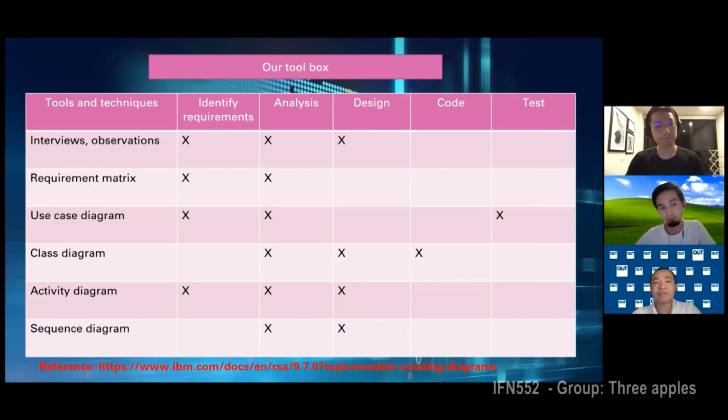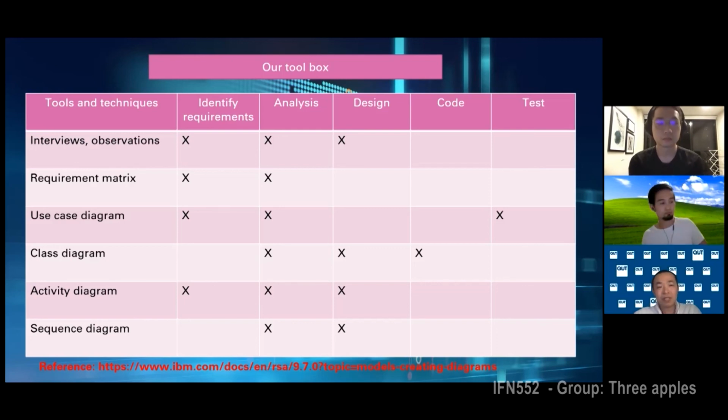For the activity diagram, you can use it in the requirements phase. You can use this diagram to illustrate the flow of events that the use cases describe. You can also use this diagram in the analysis and design phases. The activity diagram can help to define the behaviors of operations.